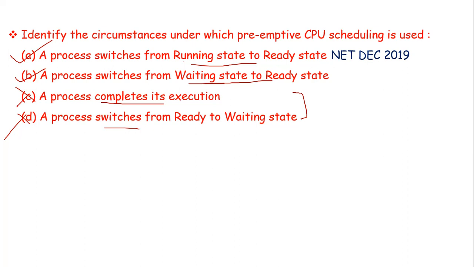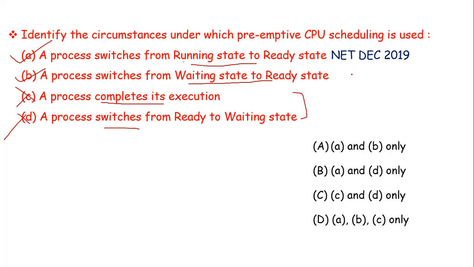Statement D, a process switches from ready to waiting state, again no. Now in C and D, the last two statements, there is no choice of scheduling. Non-preemptive scheduling is used when a process terminates or a process switches to waiting state. So preemptive CPU scheduling is used in statements A and B only. Let us see our options. Our first option is A and B only. This is the right answer. In statements C and D, non-preemptive CPU scheduling is used.